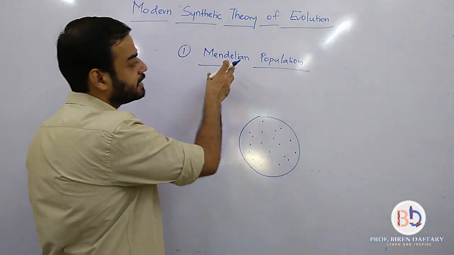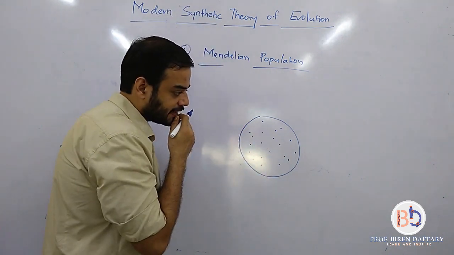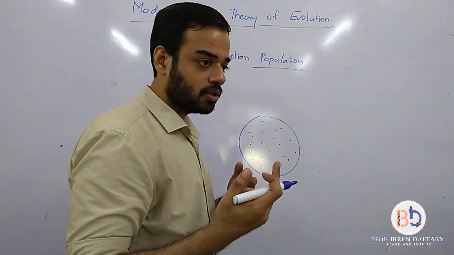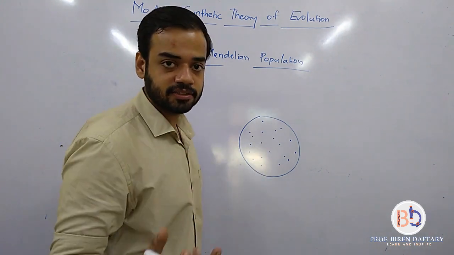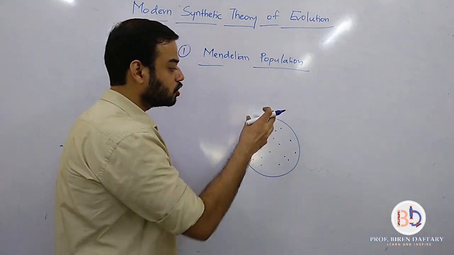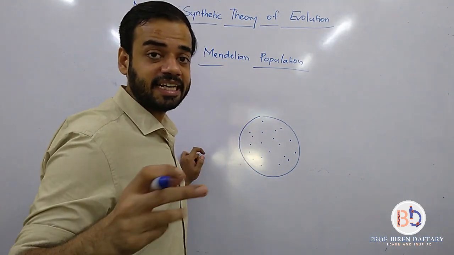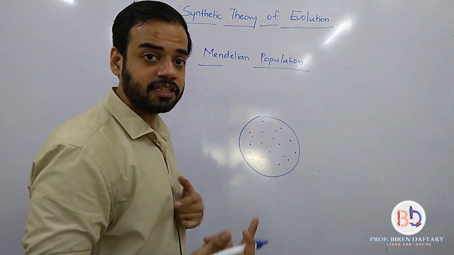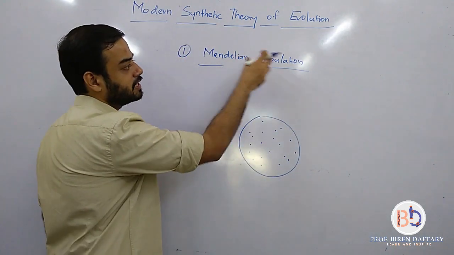Now what is a Mendelian population? Just imagine that these organisms belong to the same species, so they can interbreed. Just imagine in this population, if all the organisms are tigers, then they will interbreed with each other. So a population which is having interbreeding organisms, interbreeding means they can breed or they can mate with each other, such a population is called a Mendelian population.